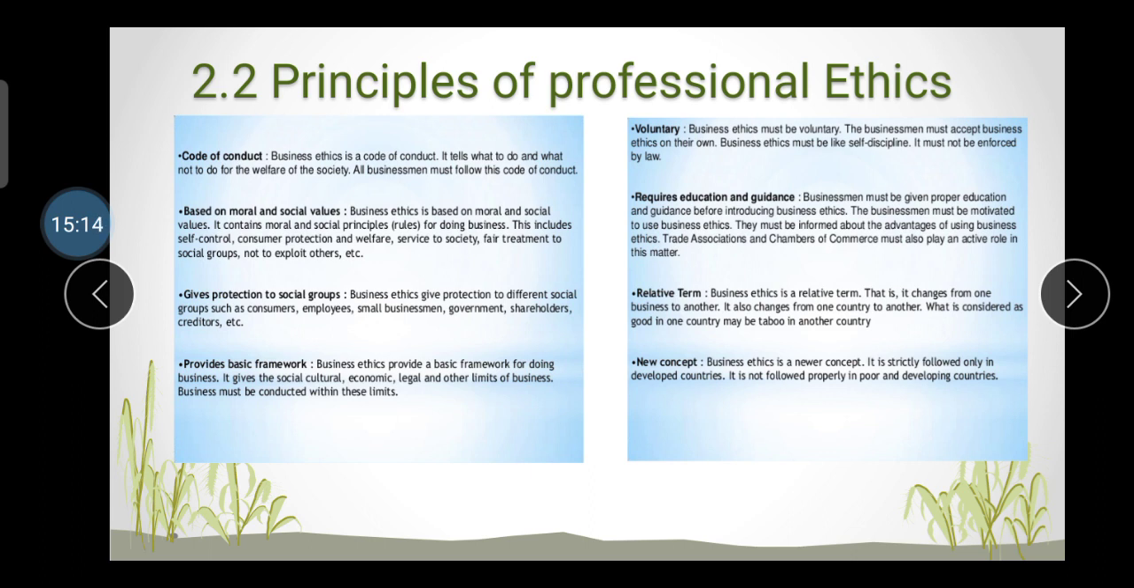Then new concept. Business ethics is a newer concept, so it is strictly followed mainly in developed countries, but it is also followed properly in poor and developing countries. It's also followed in developed nations, but always try to follow it in developing and underdeveloped countries.